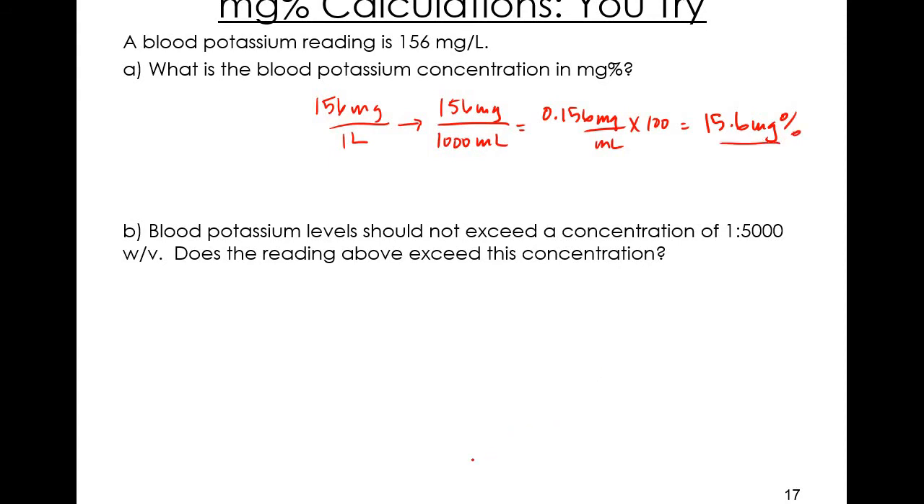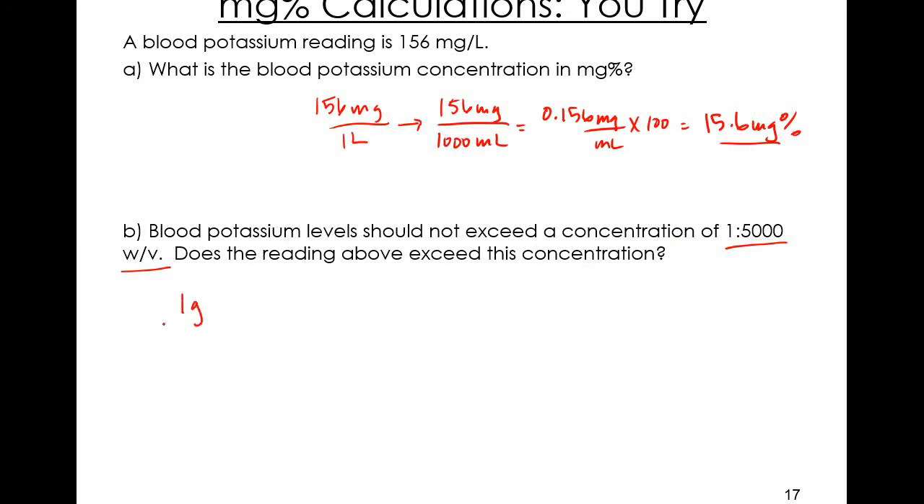Next question says the blood potassium level should not exceed a concentration of this ratio strength 1 to 5,000. Does the reading above exceed this concentration? So we could go either way with this. We could turn this into a ratio strength and compare it to 1 to 5,000. But let's go ahead and change the ratio to milligrams percent.